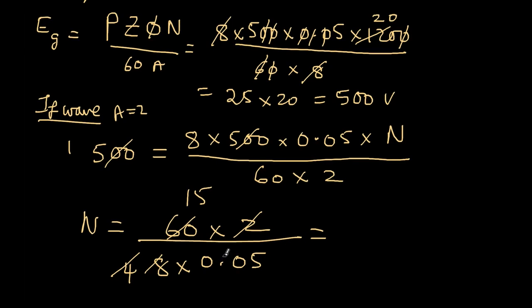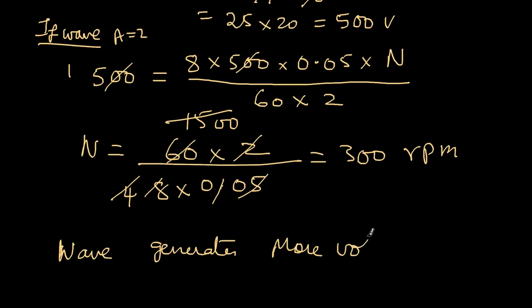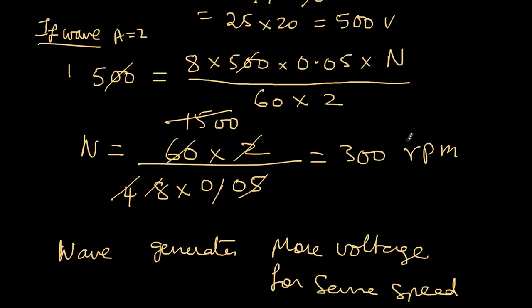And then this, I'll remove this and put 2 zeros here, and then 5 goes 300 times. So now if it is a wave connected, then if I simply rotate at 300 RPM, still I can generate more voltage. So there is wave, wave generates more voltage for the same speed, because the number of parallel paths are less and series conductors are more.